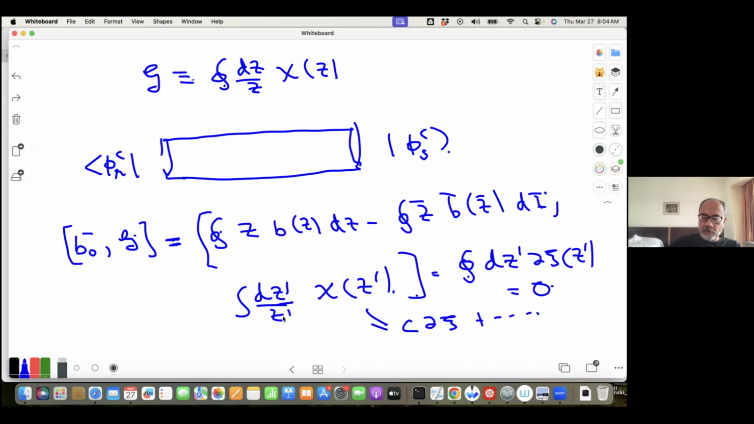If you had used any other function instead of dz prime over z prime, instead of averaging like this, you could have averaged over something else, say dz prime times z prime to the n, and then divided by the appropriate normalization. That wouldn't do, because that would give an extra z prime to the n, and that would not give you 0. So we need to average in this fashion, the uniform average in the w coordinate, to get a 0 answer.